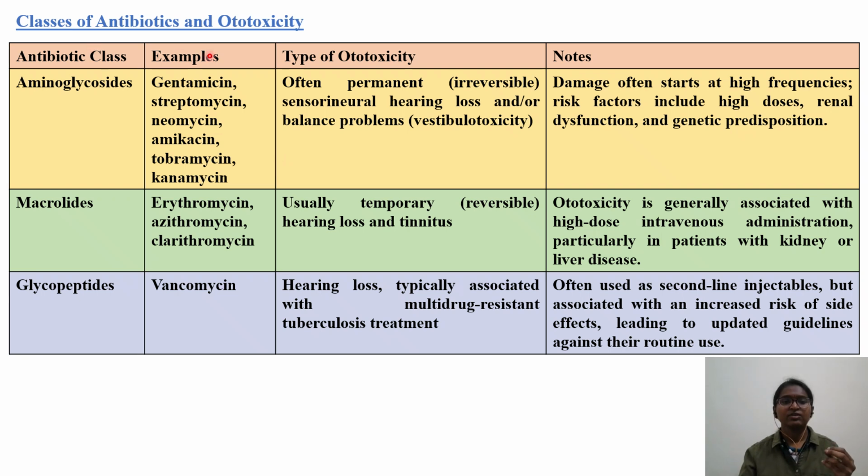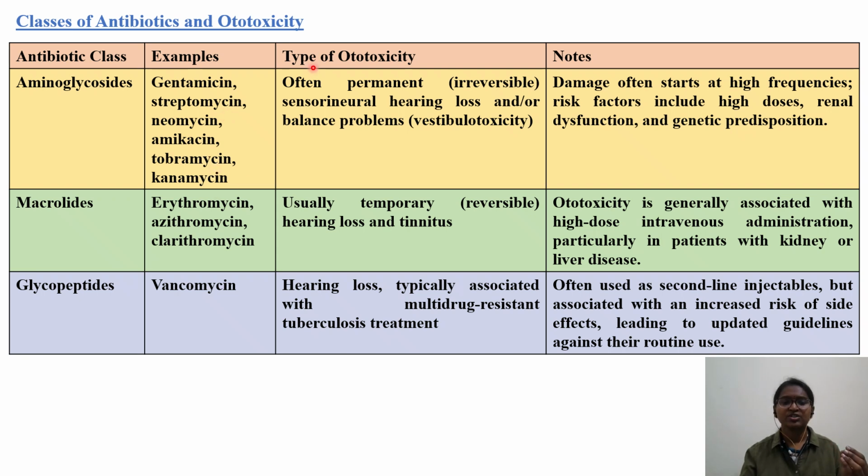Classes of antibiotics and ototoxicity. I have taken it from the CD summary, Katzung and Dowell summary notes. From this, I have taken this table. We have the antibiotic class, examples, type of ototoxicity, and the important areas they are going to damage. Coming to aminoglycosides, we have examples: gentamicin, streptomycin, neomycin, amikacin, tobramycin, kanamycin.